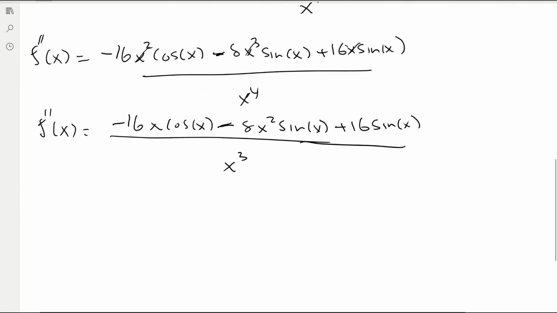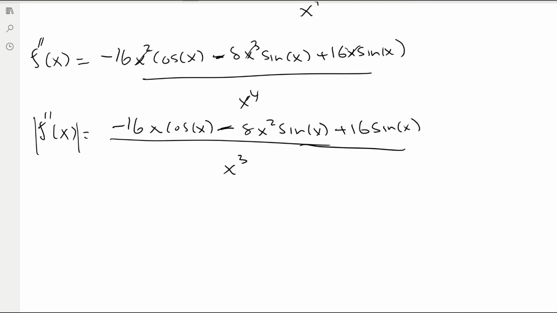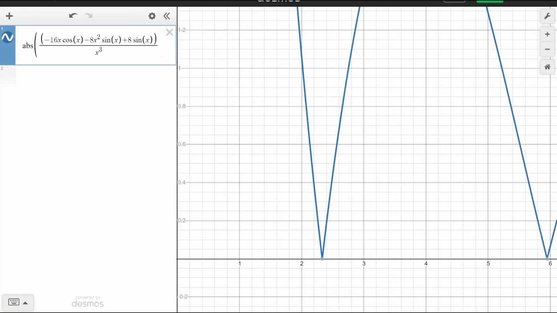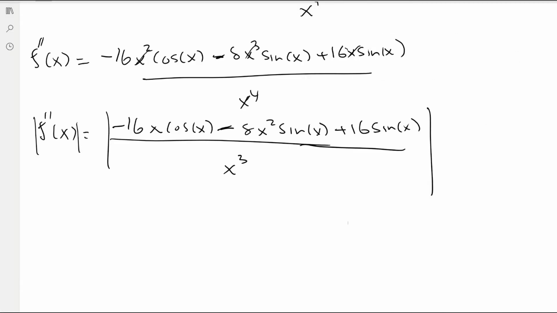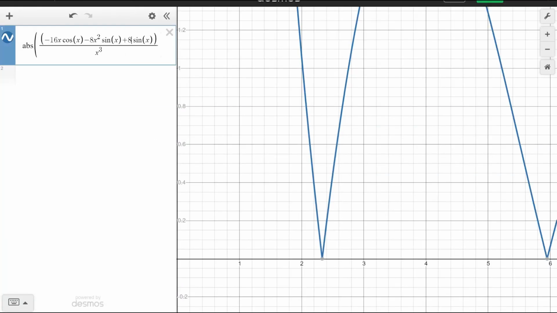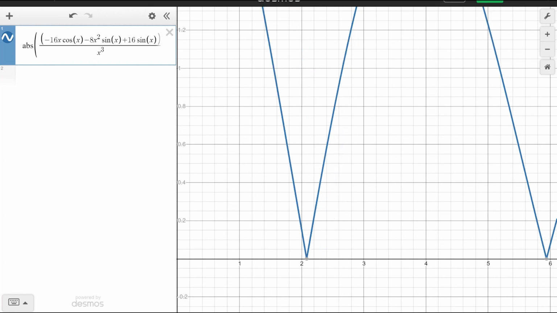So now you need to take the absolute value of this and graph it. I already kind of did that. So this is the function: minus 16x cosine x, minus 8x squared sine x plus 16 sine x. Yeah, let's see, that should be 16 sine x, right?